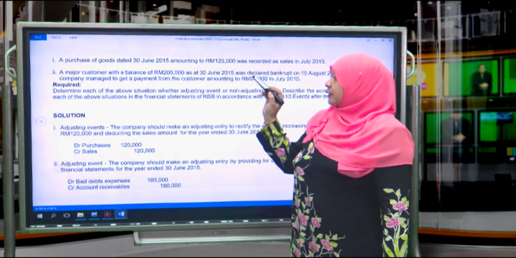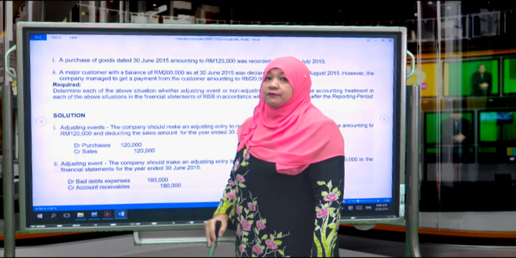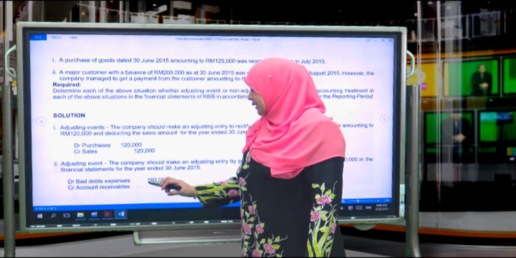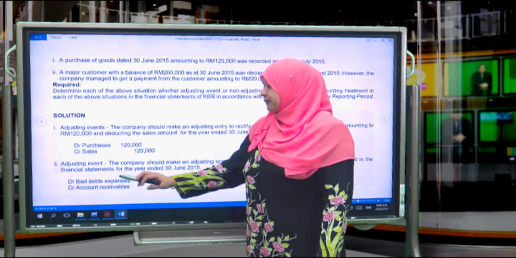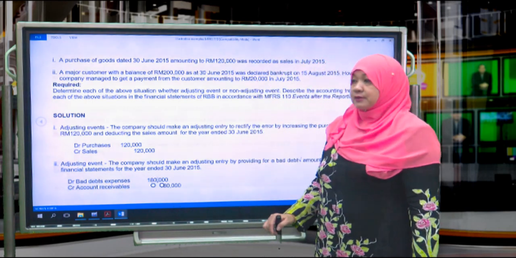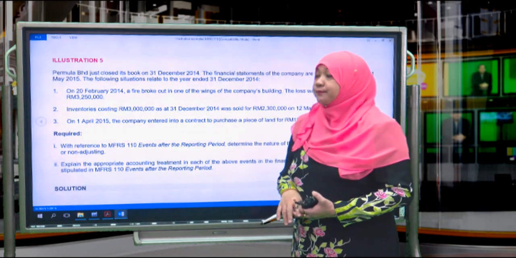So, we are going to create an account of bad debts, and then we are going to reduce the amount of the customer. So it becomes debit bad debts expenses 180,000 and credit accounts receivable 180,000. Okay, again we go to our next illustration.